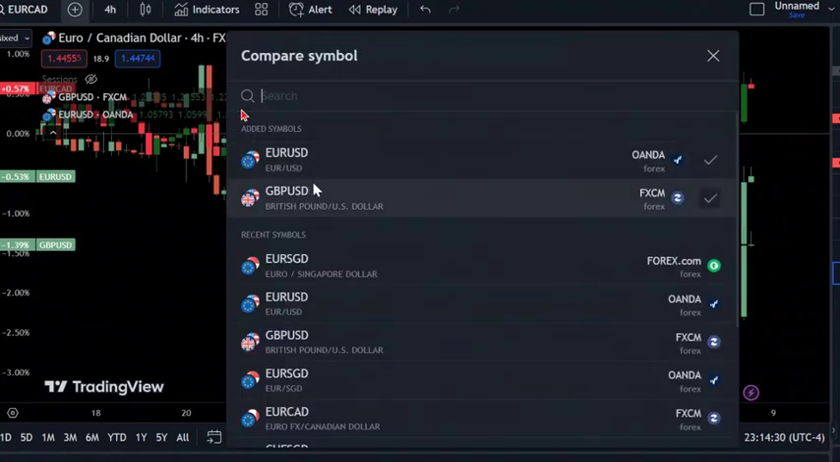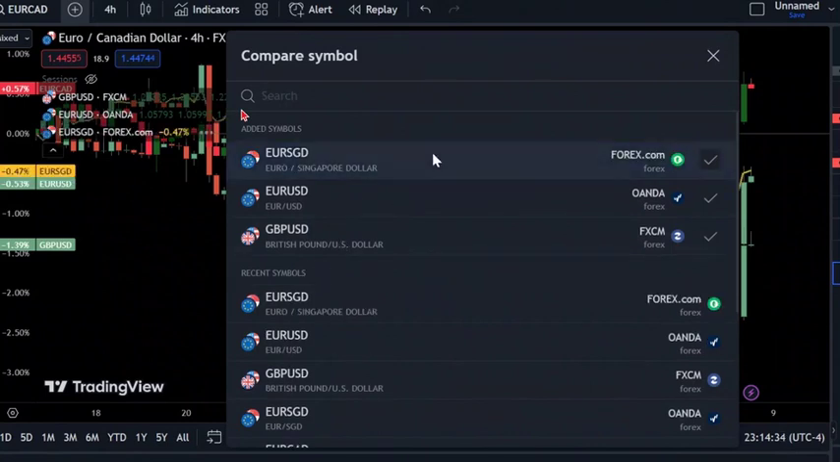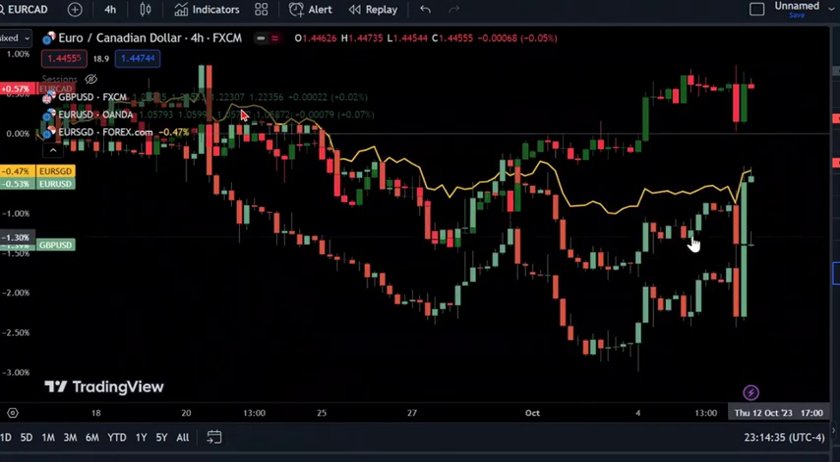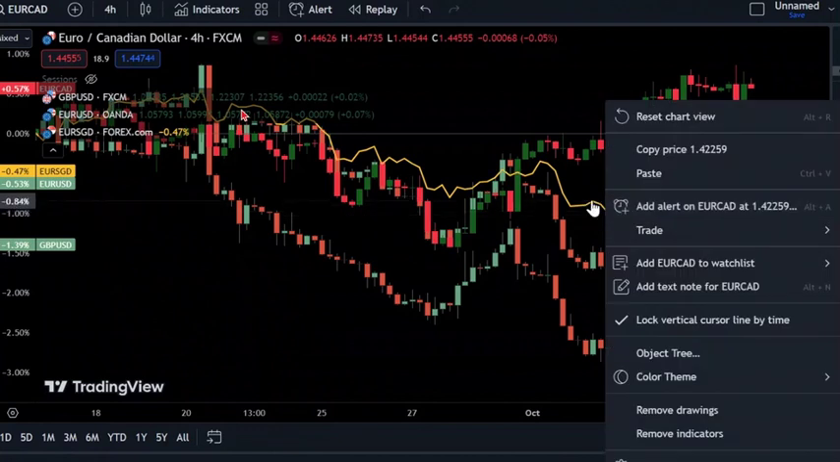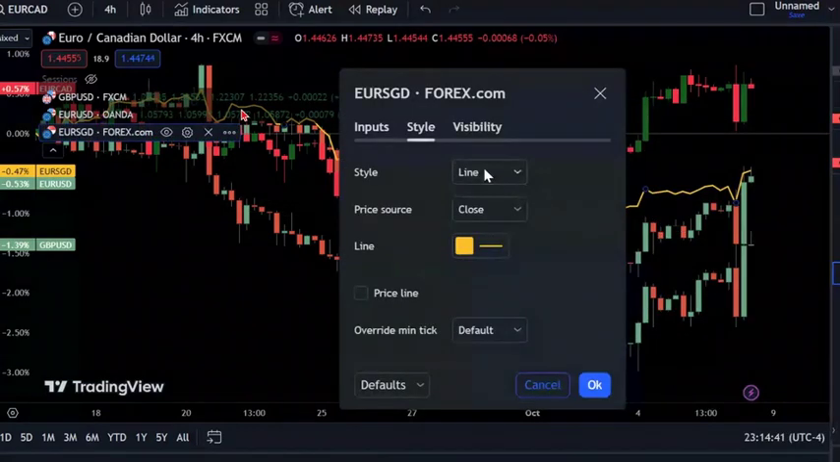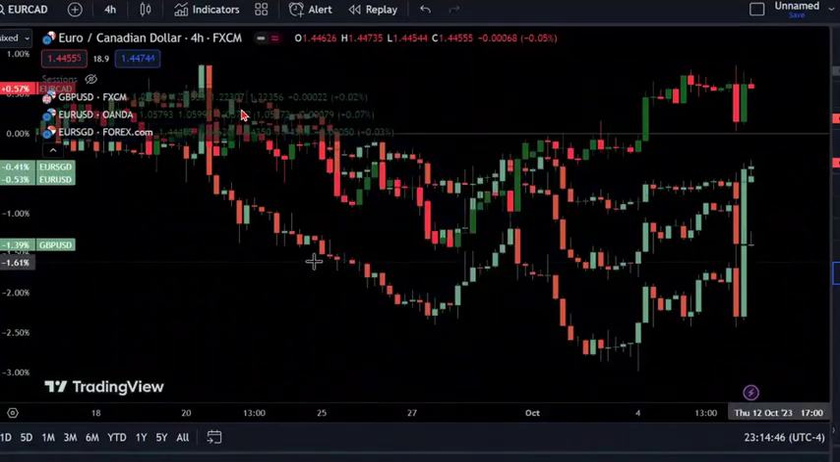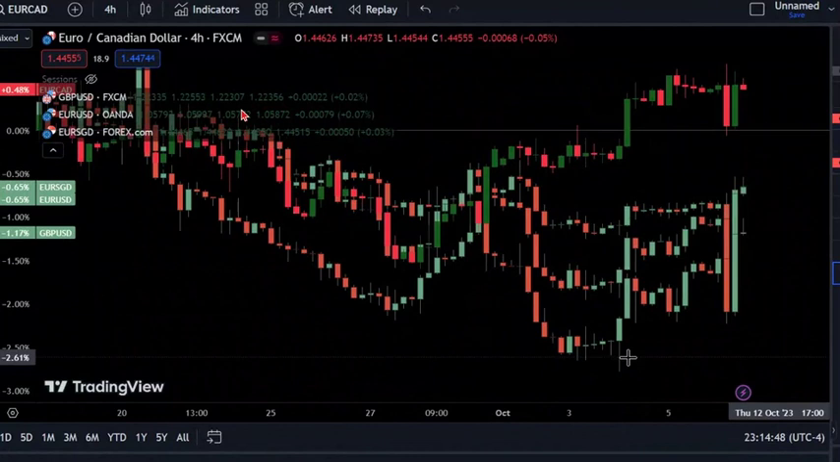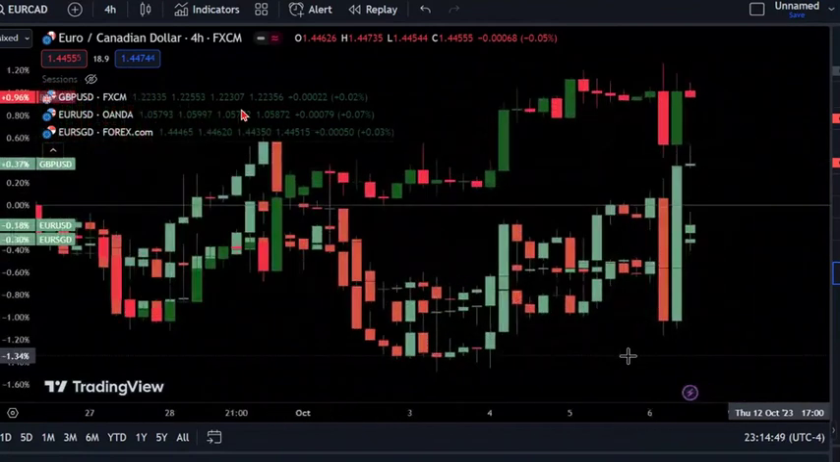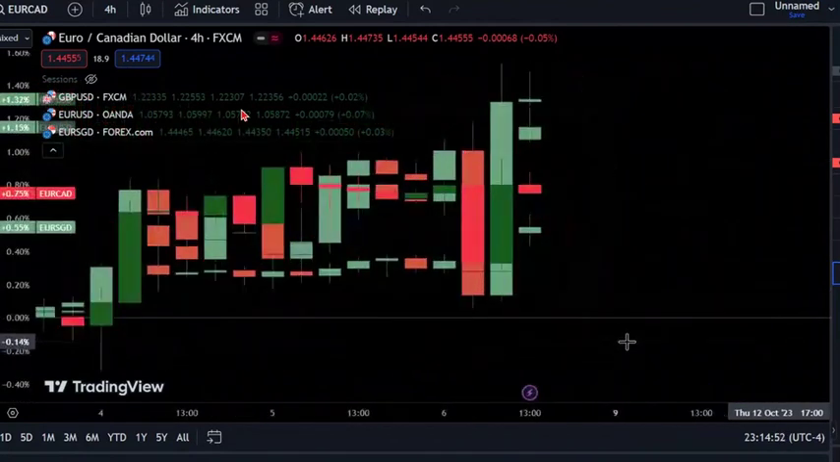Because one of my people said to draw the lines on the bodies. Don't use the wicks. So based on the institutional market structure, price is trying to drop. Turn on the candles and let's see. I can't really see. Delete the other two. Delete GBP and Euro USD.